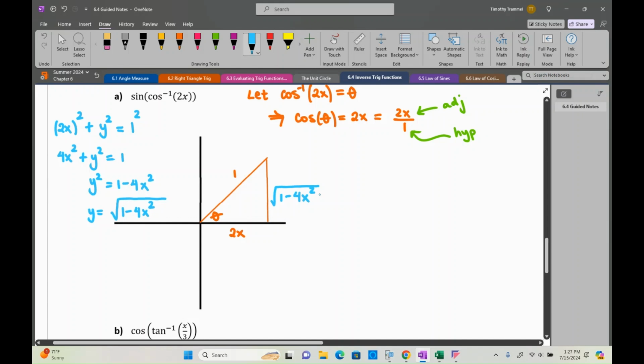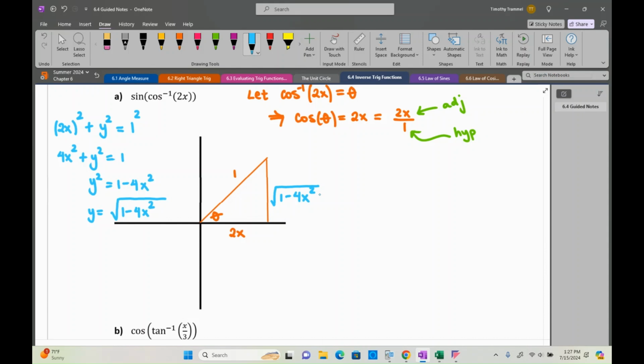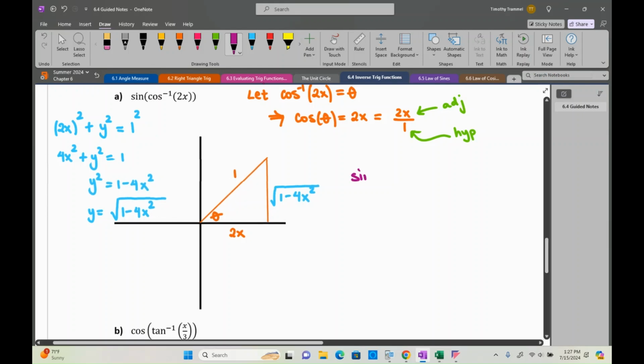And so once again, this is the hard part, is getting this all set up. Now we'll just start off by writing down what it was we were trying to find, which was we wanted to find sine of cosine inverse of 2x. And we have said that we're going to call cosine inverse of 2x, we're going to call that theta. And so I'm just going to use this picture here to find me sine of theta. And sine, right, is opposite over hypotenuse.